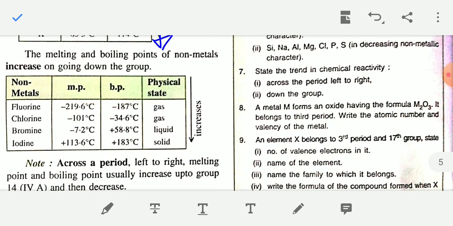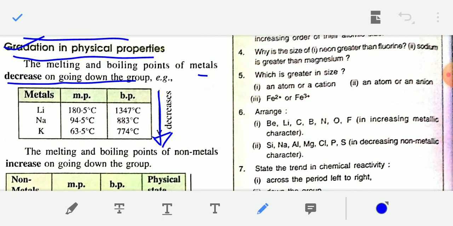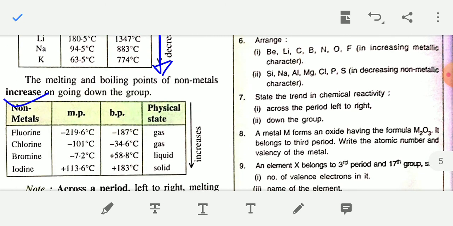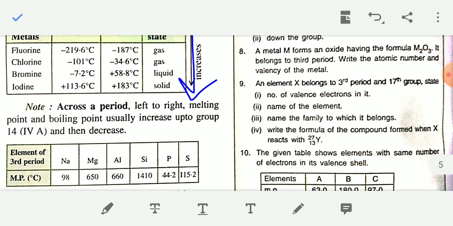This is for metals: lithium, sodium, potassium. For non-metals, the melting point and boiling point increase down the group. For example, fluorine, chlorine, bromine, iodine, these are group 17 elements, and the melting point and boiling point increase from fluorine to chlorine, chlorine to bromine, bromine to iodine.